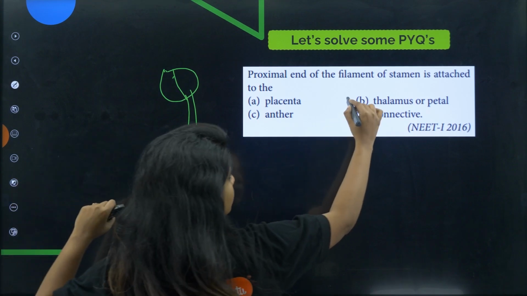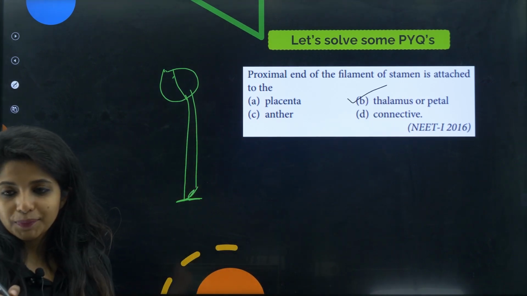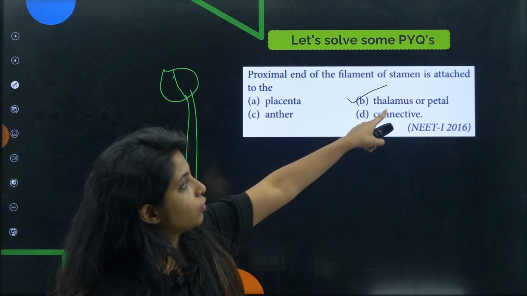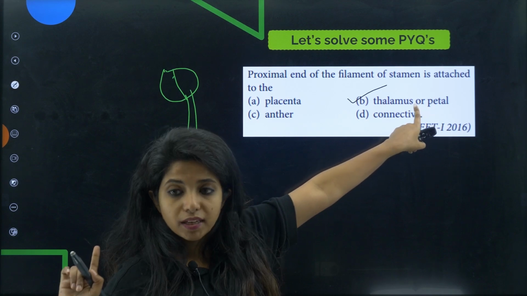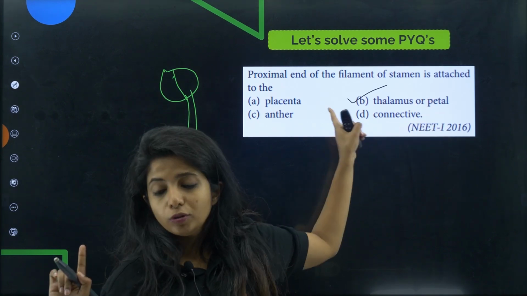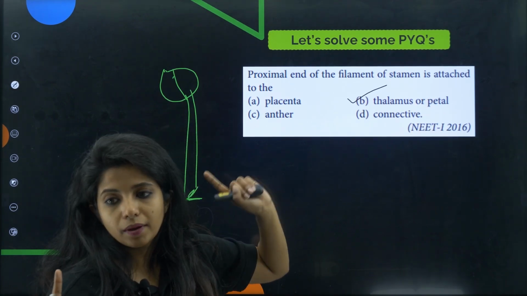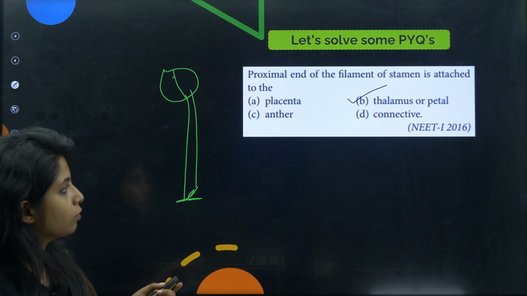I told you it is attached to the thalamus or the petal. This is why I gave this information at the start of the chapter, that thalamus or petal, both places the filament can come and attach. This came in NEET 2016.